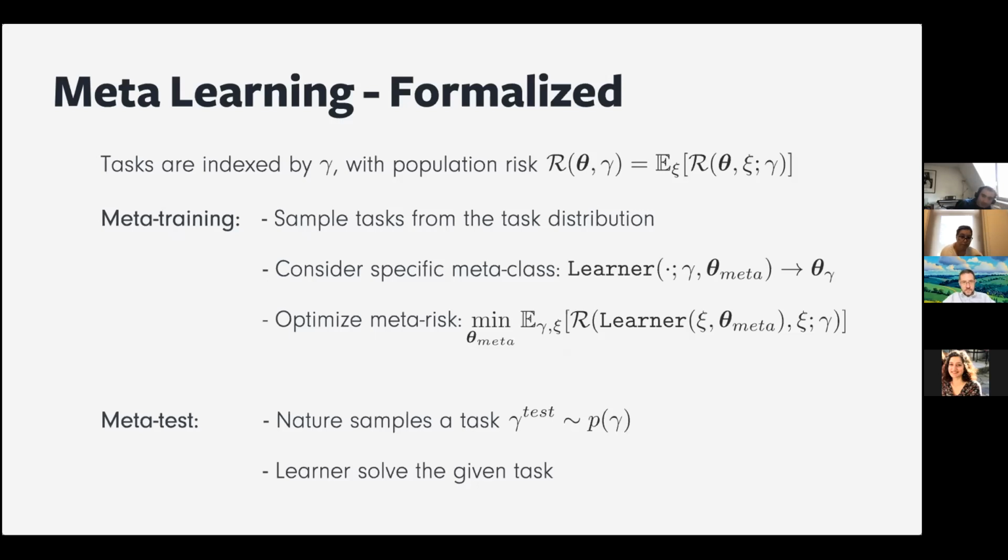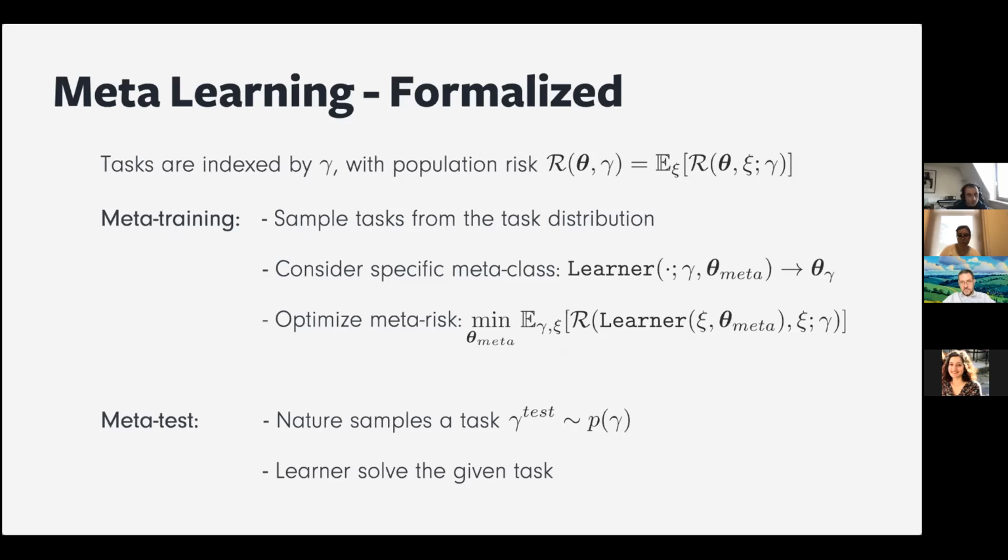In meta-training, I will sample tasks from the task distribution. For each task, I will have access to something called a learner. So if I give this learner the task and some meta solution, here denoted by theta meta, this learner will solve this task and find a solution specifically for this task, here denoted as theta gamma. And of course, the most sensible thing you can do is optimize the average risk over all the tasks when this meta solution is given to the learner.